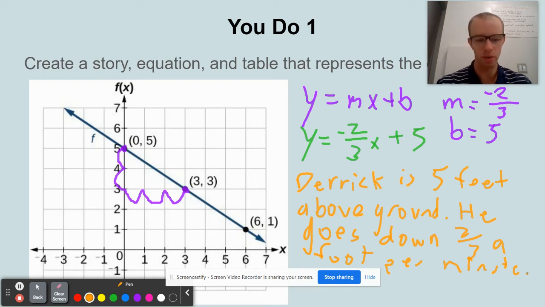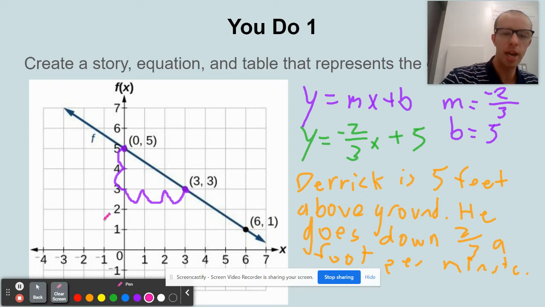So make sure your story that you wrote has something starting at 5 and going down by 2/3, the rate of change. So your story does not need to be the same as mine. The last is the table.